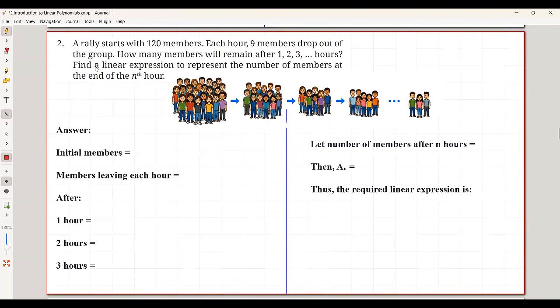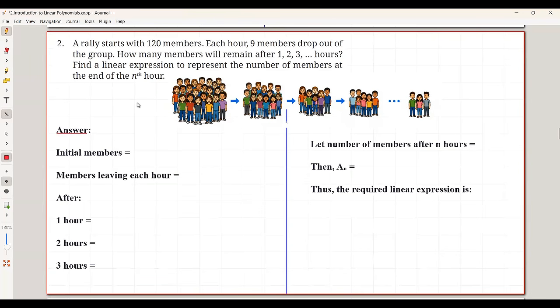Second question. A rally starts with 120 members. Each hour 9 members drop out from the group. How many members will remain after 1, 2, 3 hours? Find the linear expression to represent the number of members at the end of the nth hour. So there are 120 members. In each hour, 9 members drop out, that means they leave the group. So how many members will remain after 1 hour, 2 hours, 3 hours? We have to find out. So the answer.